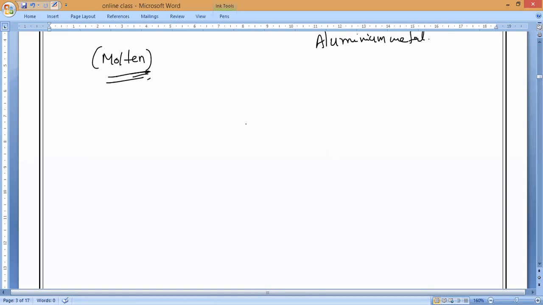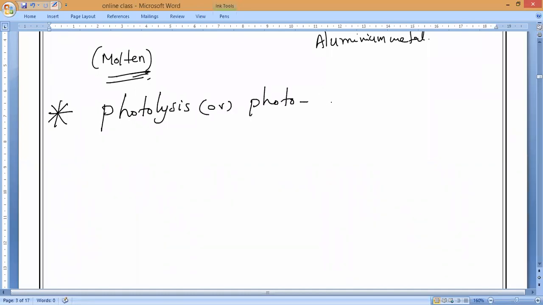Now the last type of decomposition reaction, which we will wind up in today's class itself, is a very familiar reaction for you all. What is that, guys? Photolysis, or we can say photo-decomposition reaction.